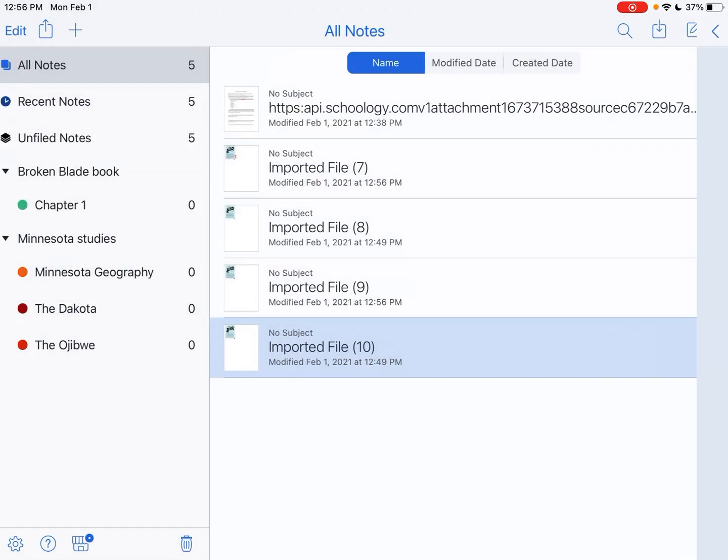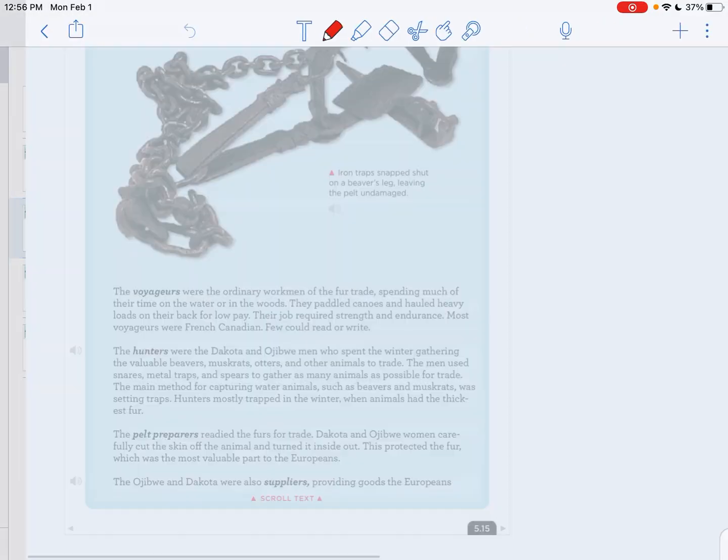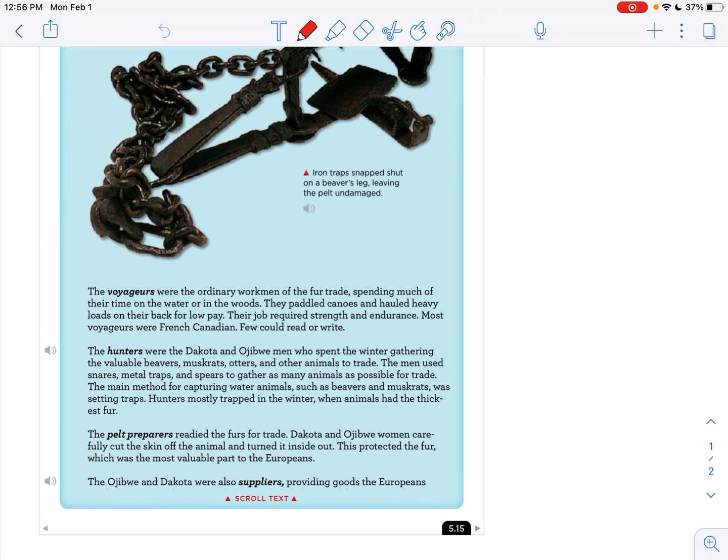So, next one we're going to take a look at is a voyageur. The voyageurs were the ordinary workmen of the fur trade. Okay? Spending much of their time on the water or the woods. They paddled canoes. They hauled heavy loads on their back for low pay. Low pay, people. Low pay. Their job required strength and endurance. Most were French Canadians. Few could read or write.